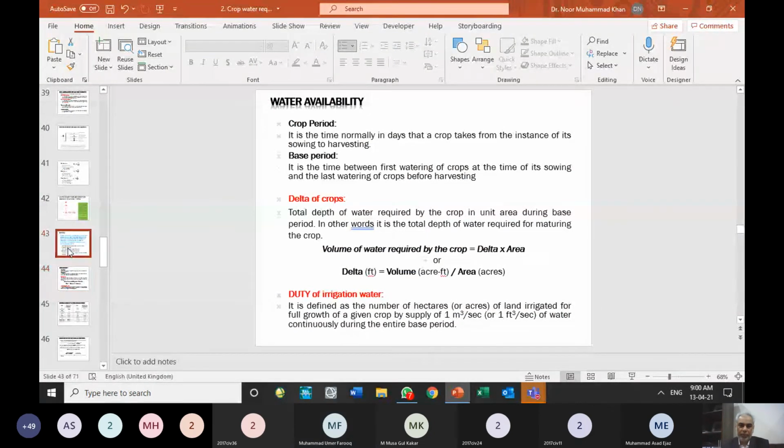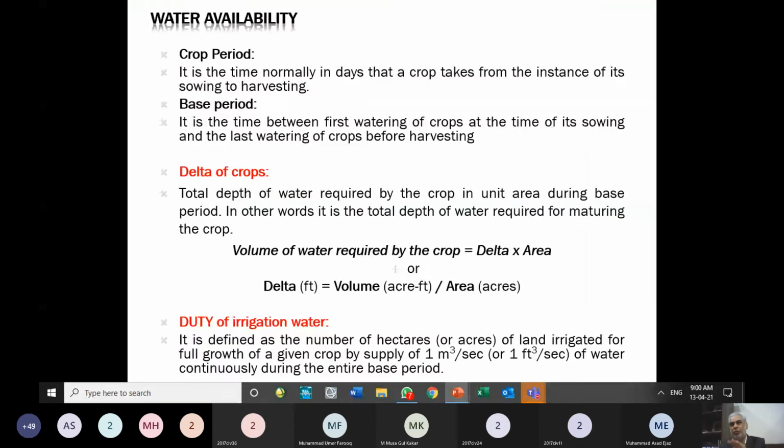So the concept of delta is the total quantity of water in depth unit. The total quantity of water utilized by the crop, or needed by the crop, or that we apply to the crop, in depth unit, will be called delta. It is represented in centimeters or inches or feet. It can be calculated as volume divided by the area.